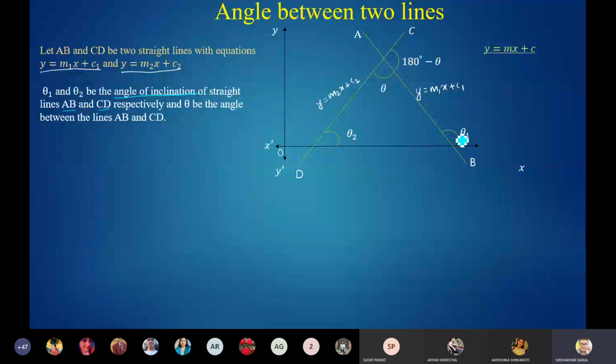I'm just explaining what theta1, theta2, theta are. Sometimes this question is asked in long questions also. So please try to understand. Theta1 and theta2 are the angles of inclination of AB and CD, and theta is the angle between the lines AB and CD. Please copy it first.